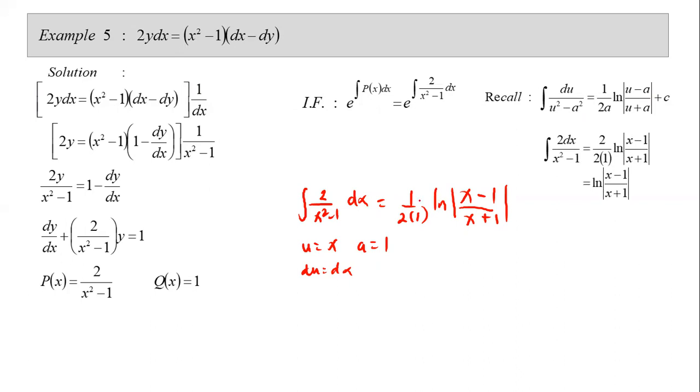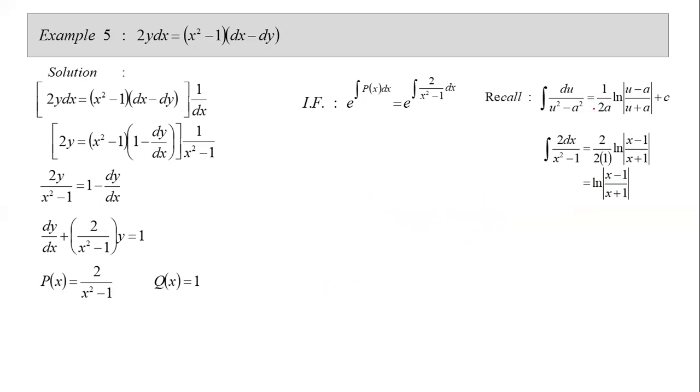That's 1 over, hold on, I forgot this 2. Okay, I will write it here. So that's 2 over 2 times 1, and that is just simply equal to 1. And then we only have ln x minus 1 all over x plus 1. So you just have ln x minus 1 all over x plus 1.